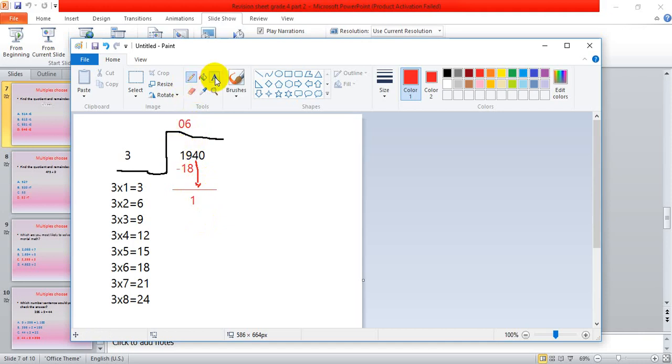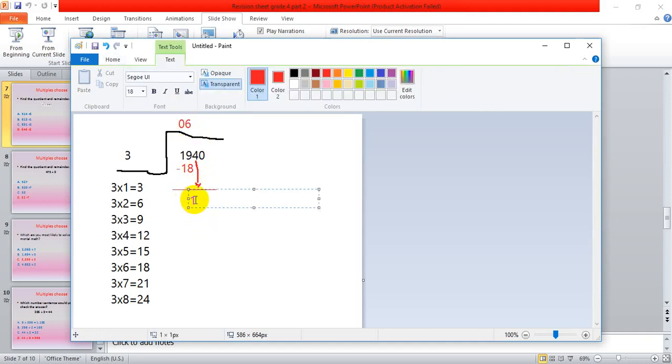Here it will be 14, and 3 times what near 14? 3 times 4. We write up 4. 3 times 4 equal 12, here minus 12. 14 minus 12, it will be 2. Here, and bring down 0. The last digit is 0.